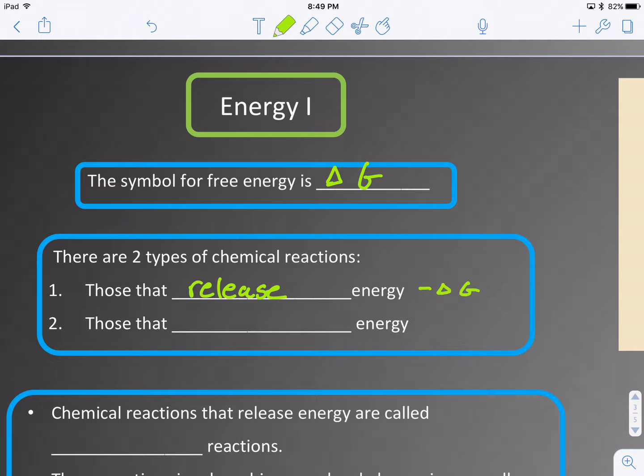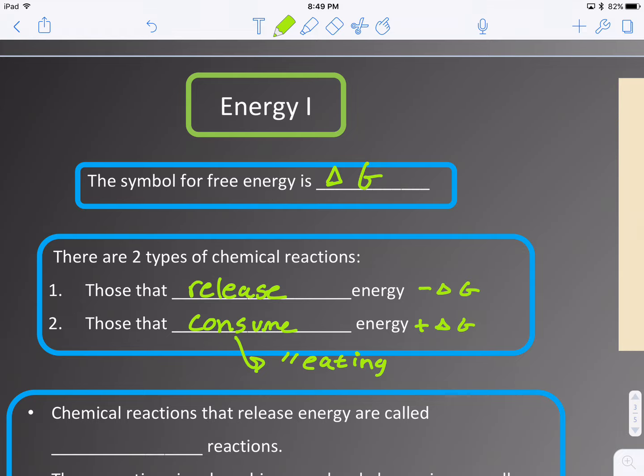Okay, they have negative energy. That means they're releasing this energy. I know, it's a little backwards in your mind sequence, right? And then there are those that consume energy, okay? And these are known to have a plus delta G. Positive delta G means energy is consumed. Think of consumed like eating, okay? These reactions require energy to work, okay?